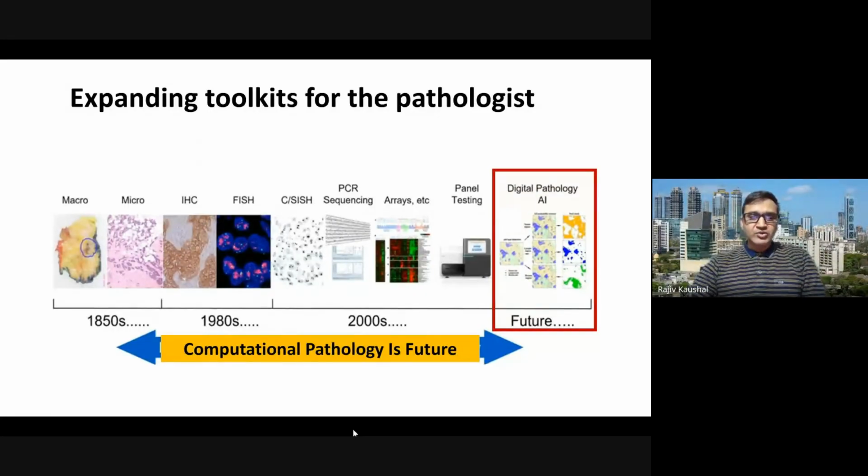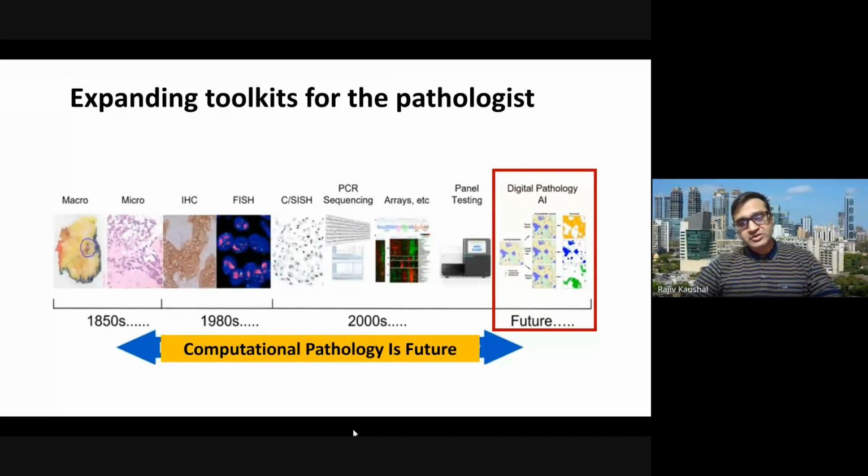So we know that our armamentarium of tools for diagnosis is evolving day by day, and digital pathology and AI, which is collectively called computational pathology, is regarded as the future of pathology. Many people believe that in a very short period of time they will sell their microscopes, and there are some universities or countries where they have gone completely digital, although we have not reached that stage.